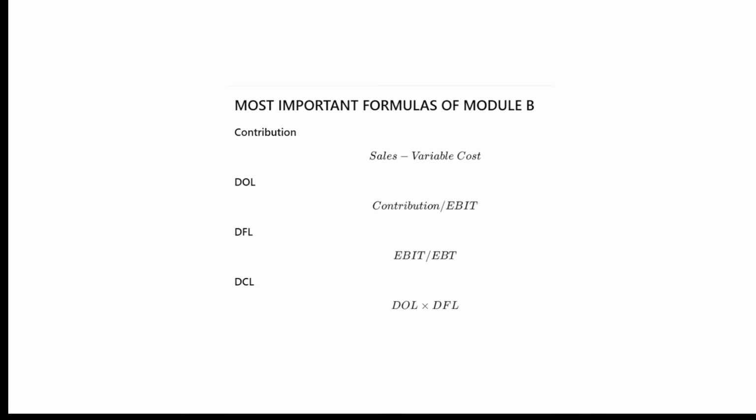The most important formulas for Module B I have given you in one place. Please revise them. The contribution is sales minus variable cost. DOL is contribution divided by EBIT. DFL is EBIT upon EBT. So DCL will be DOL into DFL. Payback is investment upon annual inflows. ARR is average profit upon investment into 100. NPV is present value minus investment.